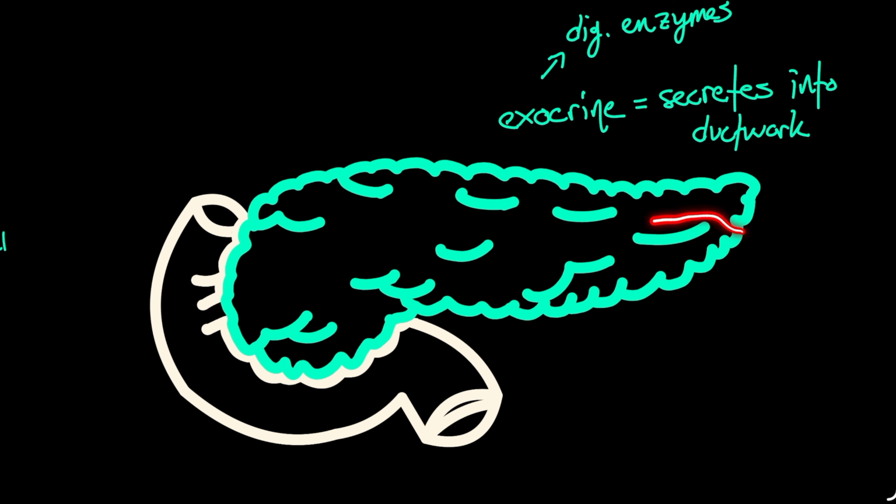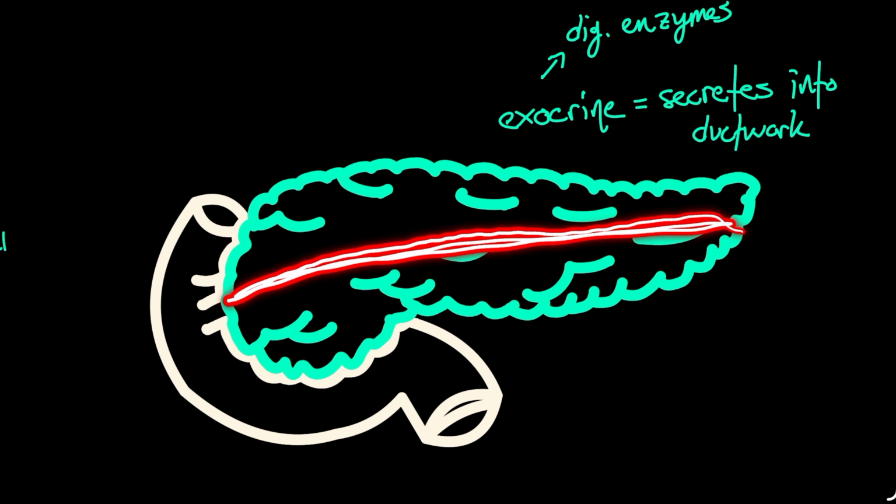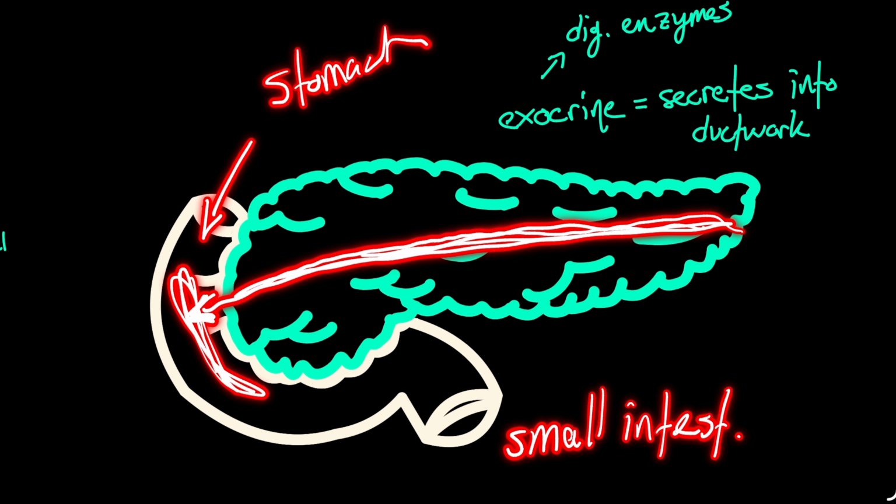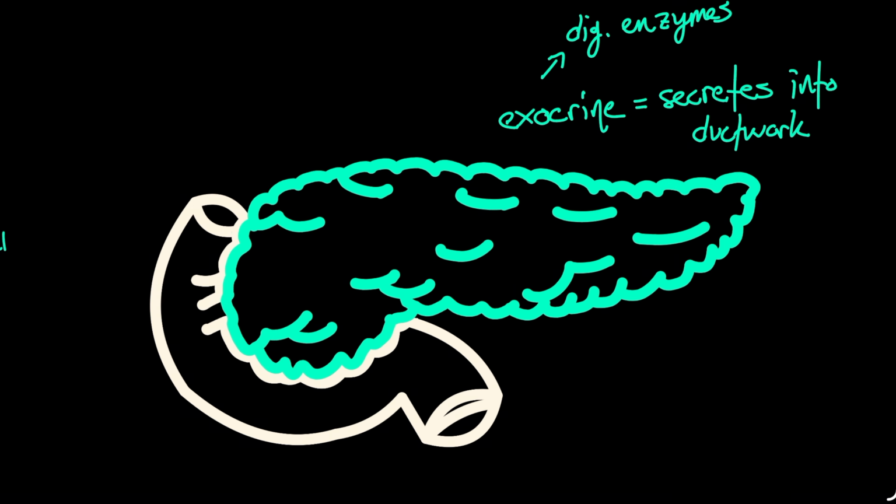They're going to run through this whole main pancreatic duct, and then they dump into the duodenum, and that's where all of my food is, right? The stomach is right here, and then the small intestine is down here. So that's where all the food is running. So all the enzymes that the pancreas makes get dumped in here, and that is its exocrine function.